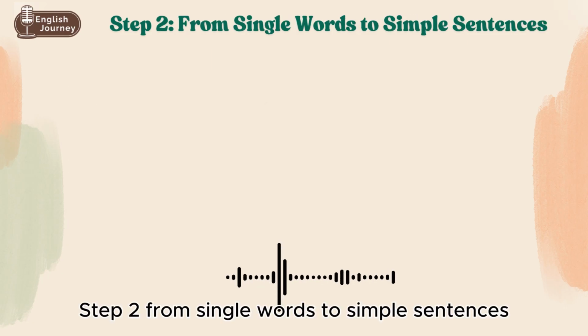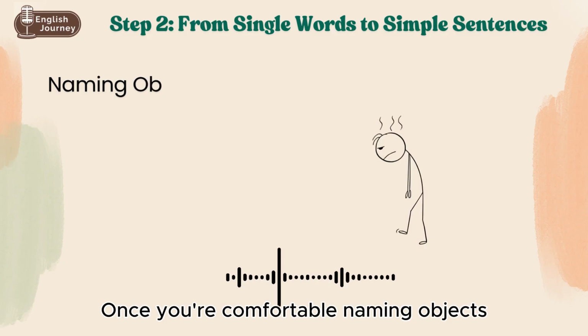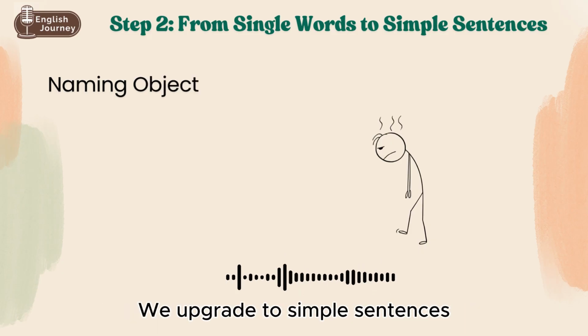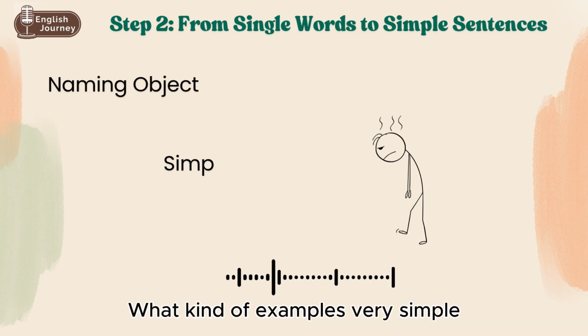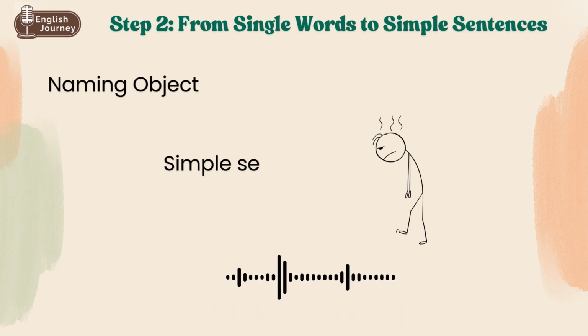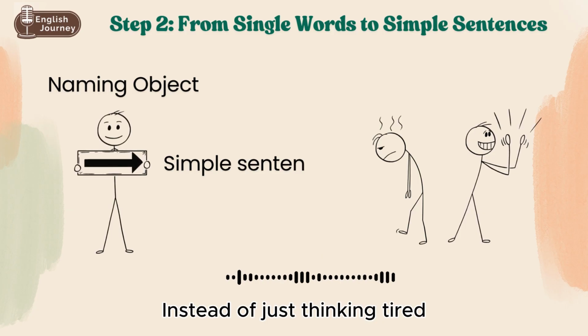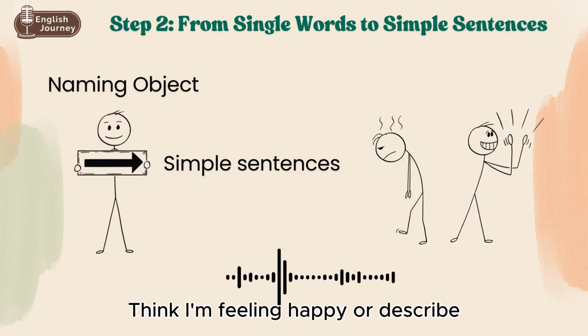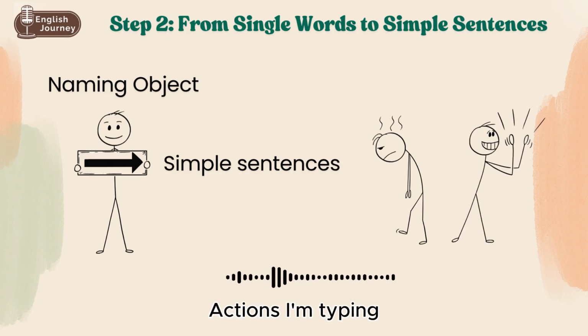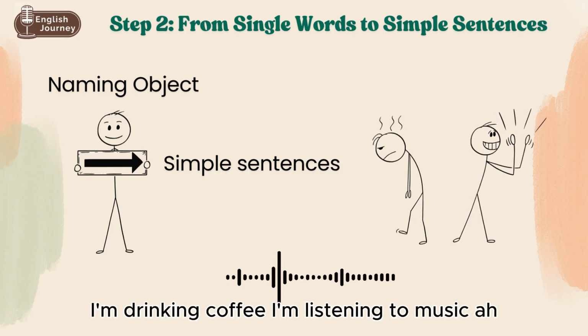Step 2. From single words to simple sentences. Once you're comfortable naming objects, we upgrade to simple sentences. Start with sentences describing your own state. What kind of examples? Very simple. Instead of just thinking tired, think I'm tired. Instead of happy, think I'm feeling happy. Or describe actions. I'm typing, I'm drinking coffee, I'm listening to music.